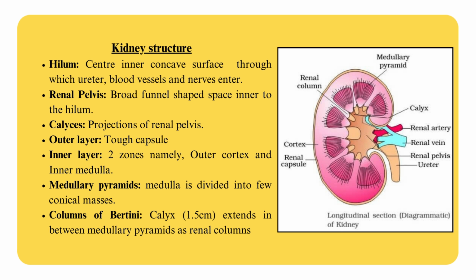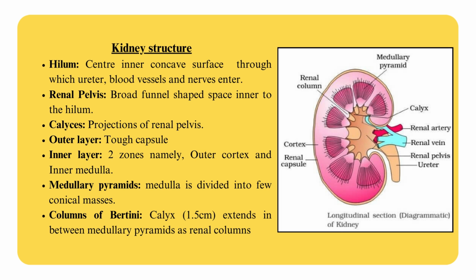Now we are gonna see the detailed structure of kidney. See the picture. 1. Hilum. It is the center inner concave surface through which ureter, blood vessels and nerves enter. 2. Renal pelvis. It is a broad funnel-shaped space inner to the hilum. 3. Calyces. They are the projections of renal pelvis.